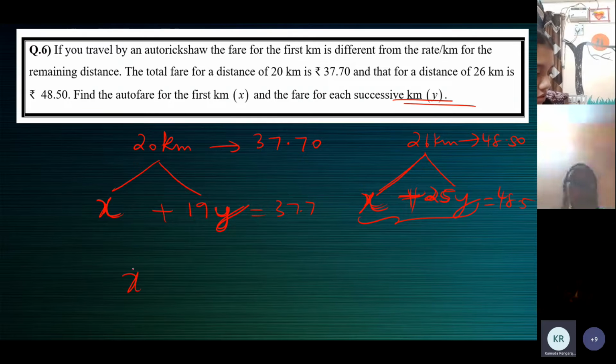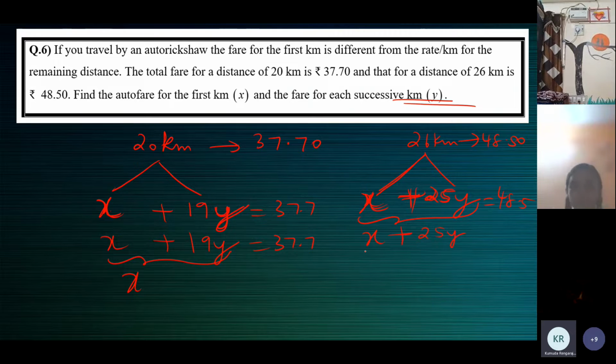This I'm writing again. This is for the first kilometer. This is for the remaining 19 kilometers. So this is totally for 20 kilometers, which is 37.7. This is for the first kilometer. This is for the remaining 25 kilometers. So totally, when you add, it is for the 26 kilometers, which is 48.5 rupees.